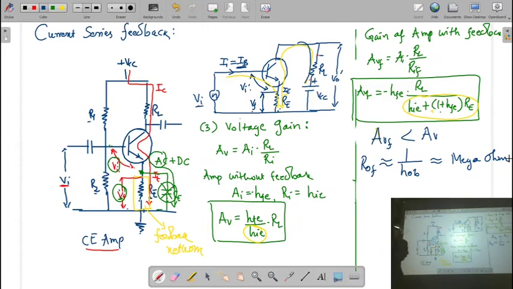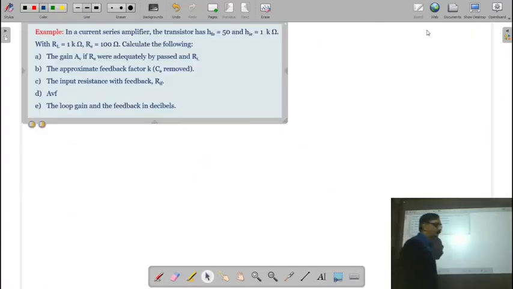Correct? And this is an important theory, from an exam point of view. Correct? You can have a question like this: draw a circuit of a current series feedback and find out the feedback factor, gain of the amplifier, input resistance, and the output resistance of the amplifier. Now let us see one example related with this.